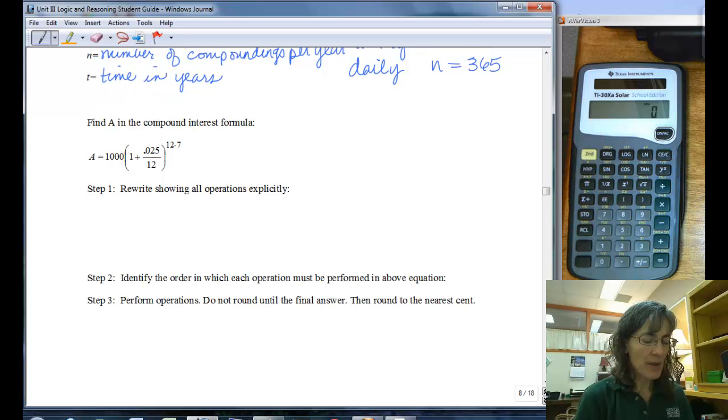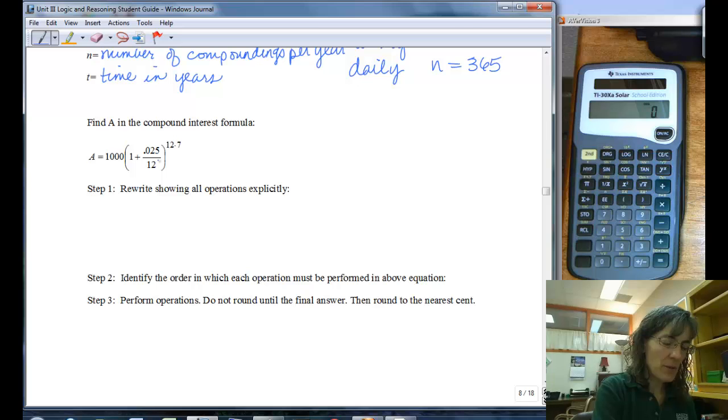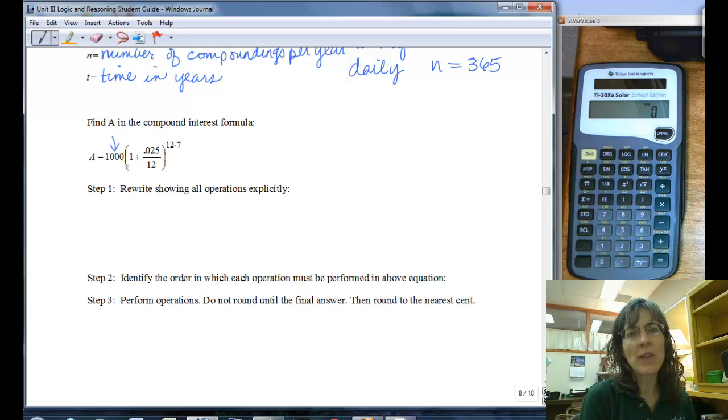So if we have a formula with the values already plugged in, we want to see how we could calculate this and find out how much money we're going to have in our account at the end of the time. And I can see a few things about this formula. The first one is that the 1,000 is in there where the P was. So the 1,000 means the principal is $1,000, what I'm starting with.